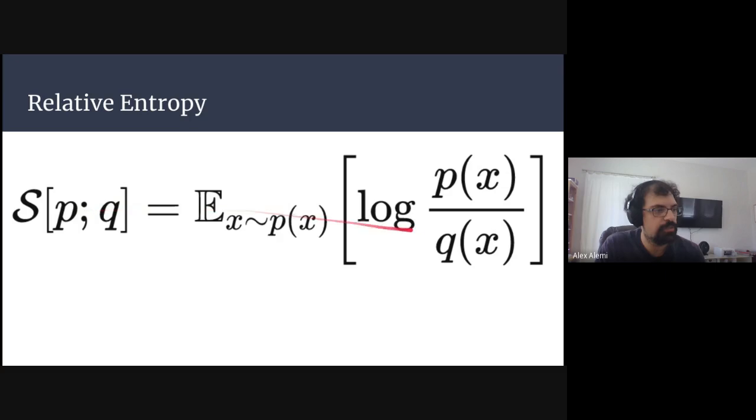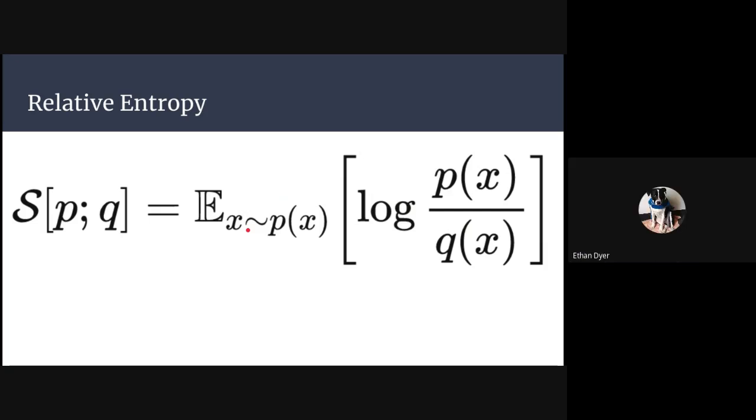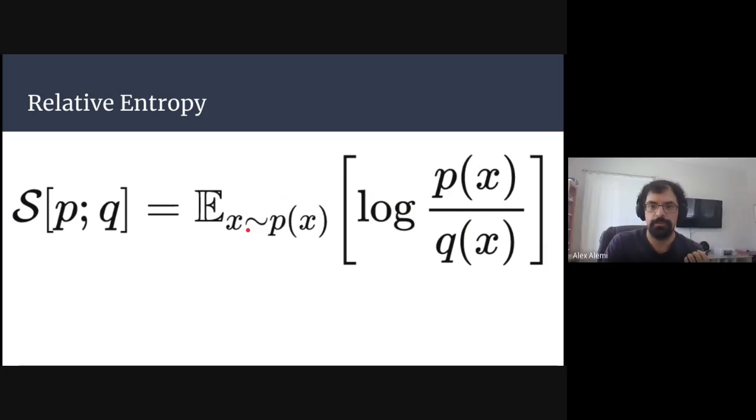And the relative entropy is the expected weight of evidence in favor of P against Q in observing observations from P, in expectation per observation.